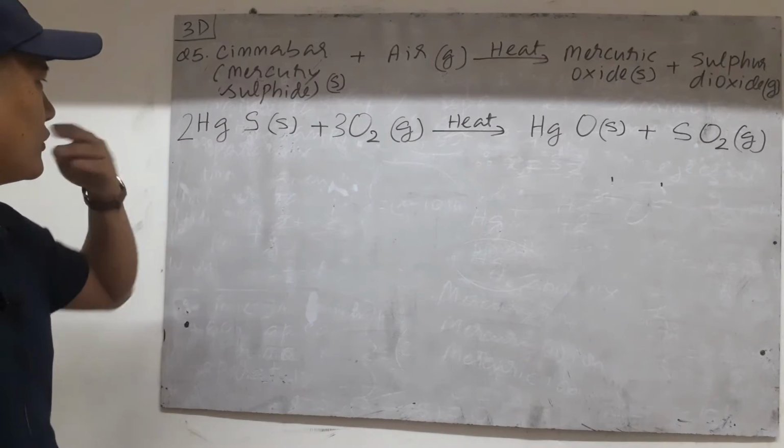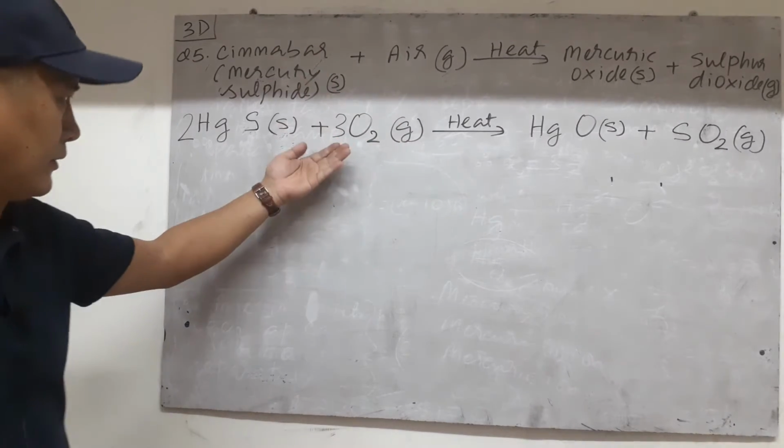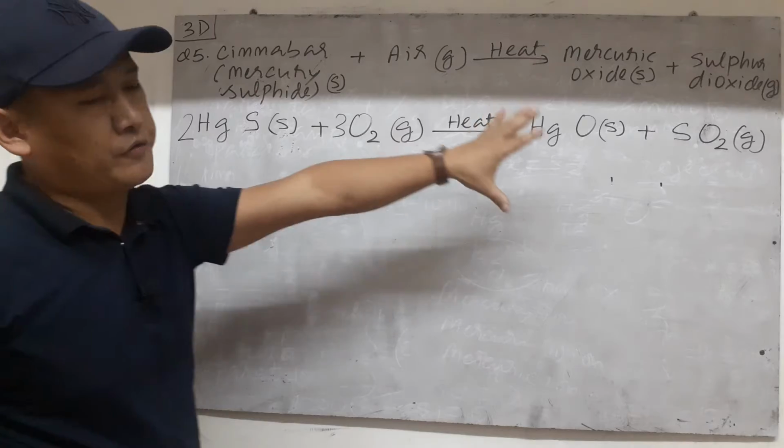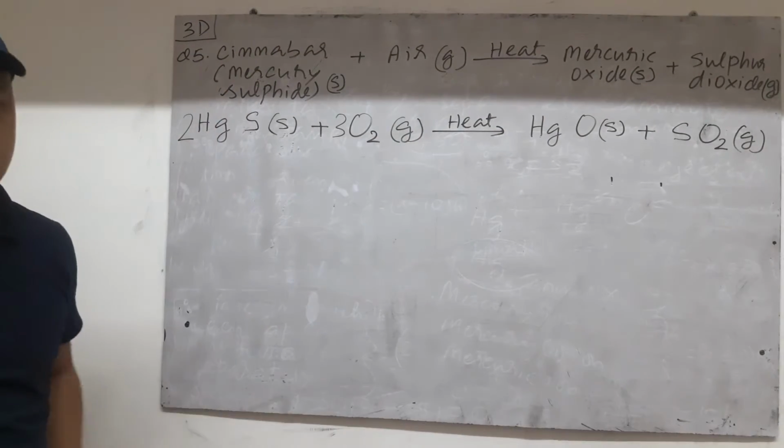So we'll go to the example knowing that 2 molecules of mercury sulfide and 3 molecules of oxygen, then this is correct. No need to memorize the right side. Use it to balance the right side, because if we do that, it'll save a lot of time.